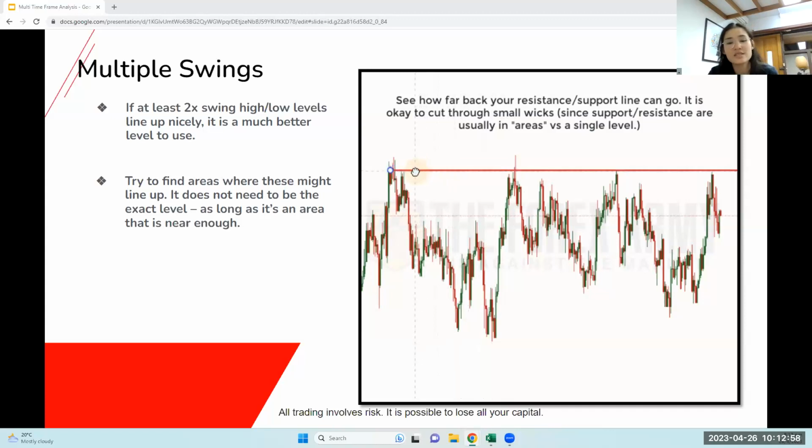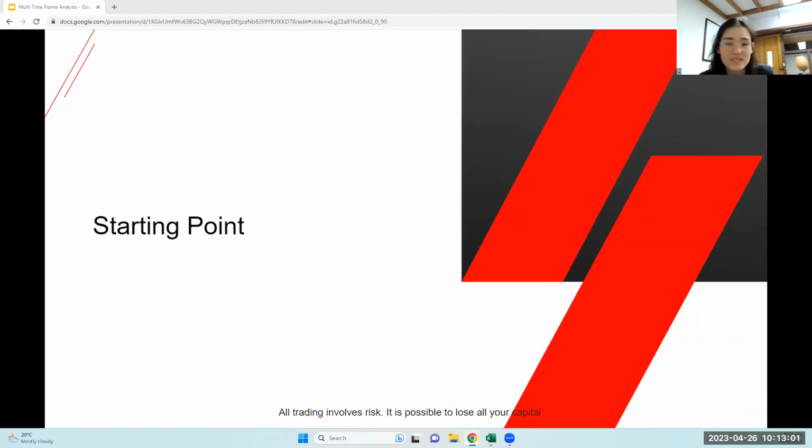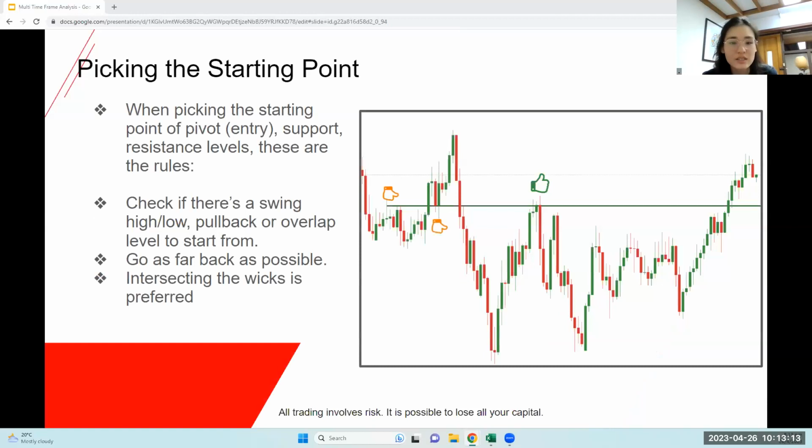So now let's take a look at the starting point. Now that we know how to identify significant swings and use them as support and resistance levels, what are the things that we can look out for when inputting a support and resistance level? I'm just going to briefly go through this and then we can zoom into timeframes. This is particularly important when you are deciding between the timeframes. So firstly, when picking the starting point or pivot entry, support resistance levels, these are the rules that we typically go by. Firstly, we want to check if there's a swing high or swing low, pullback or overlap level to start from.